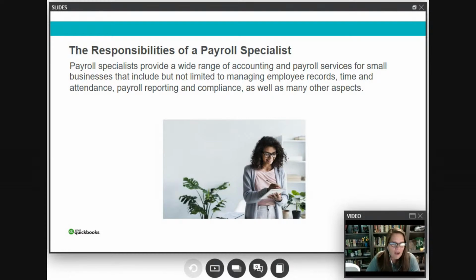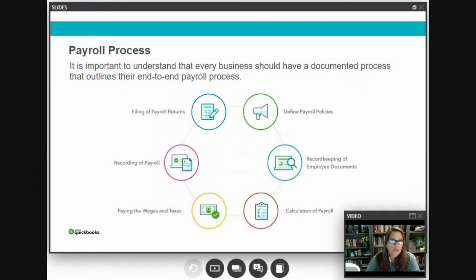It's possible that you may have to prepare financial statements or pull reports, maybe for any accounting, or maybe a workers' comp audit or something like that. And then it's possible that you may be asked as a payroll specialist to create some payroll reports for review by the owner or by other administrators. So the payroll process, it's really important to understand what the process is.